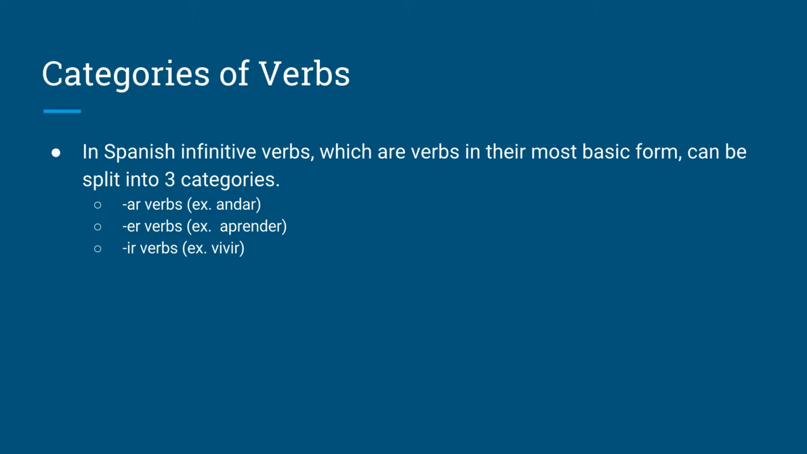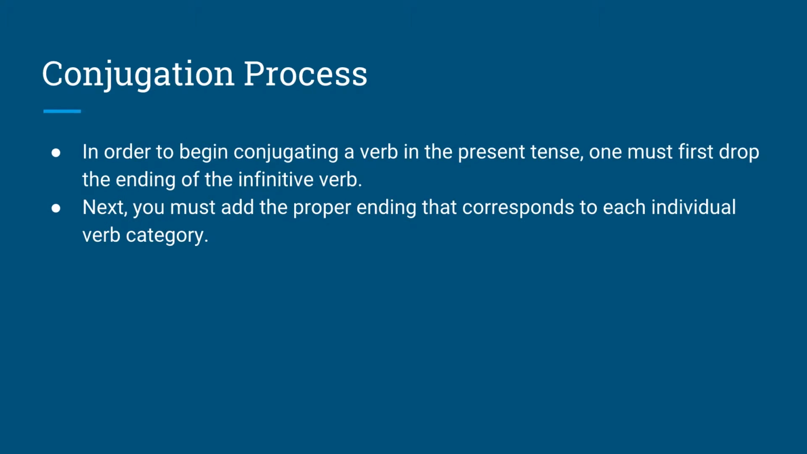Alright, so we have three categories of Spanish infinitive verbs: AR verbs, ER verbs, and IR verbs. The conjugation process is that in order to begin conjugating a verb in the present tense, you must first drop the ending of the infinitive verb, and then add the proper ending that corresponds to each individual verb category.